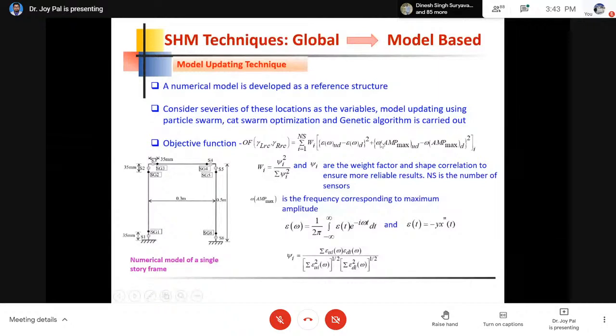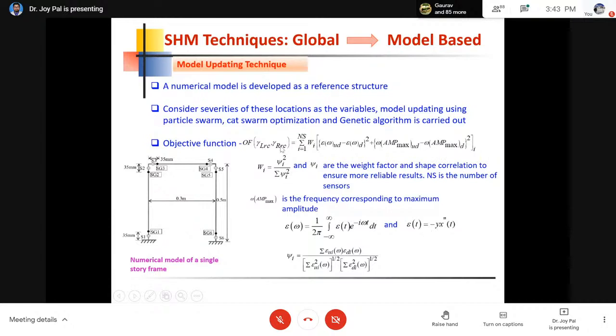And then in order to give more importance to the natural frequencies, we have used the maximum amplitude separately in the objective function. Side by side, we are giving one weight factor. What will the weight factor do? It will basically give more importance to the sensor which is very near to the damage location. So this is how the objective function is considered.